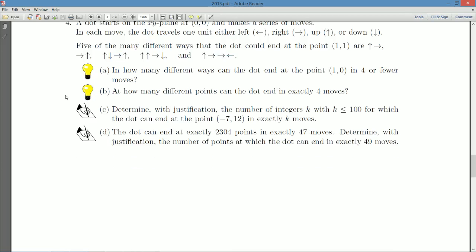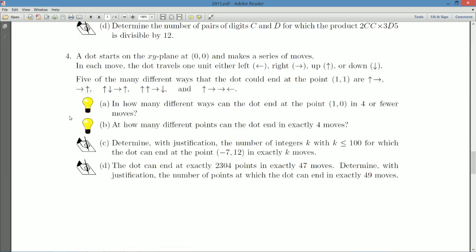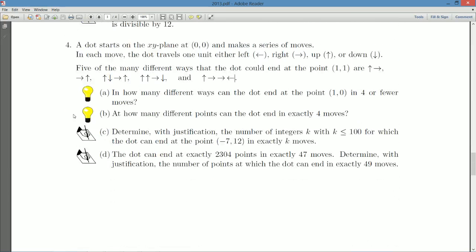Alright, so we have 4 parts, just like we did in question 3. So A: in how many different ways can the dot end up at the point 1, 0 in 4 or fewer moves? Okay, 4 or fewer moves.